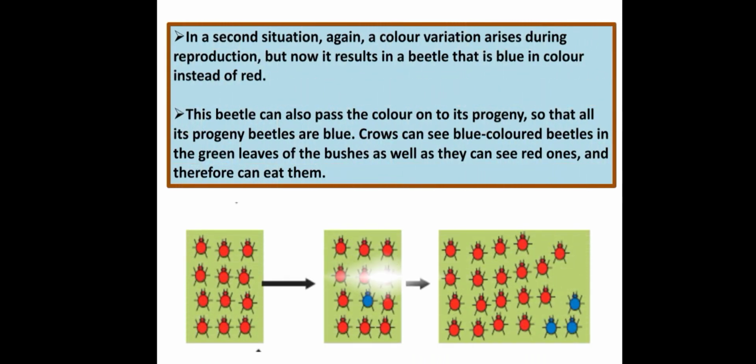In a second situation, again, a color variation arises during reproduction, but now it results in a beetle that is blue in color instead of red. This blue beetle can also pass on the color to its progeny so that all its progeny beetles are blue. Crows can see blue colored beetles on the green leaves of the bushes as well as they can see red ones and therefore can eat them.